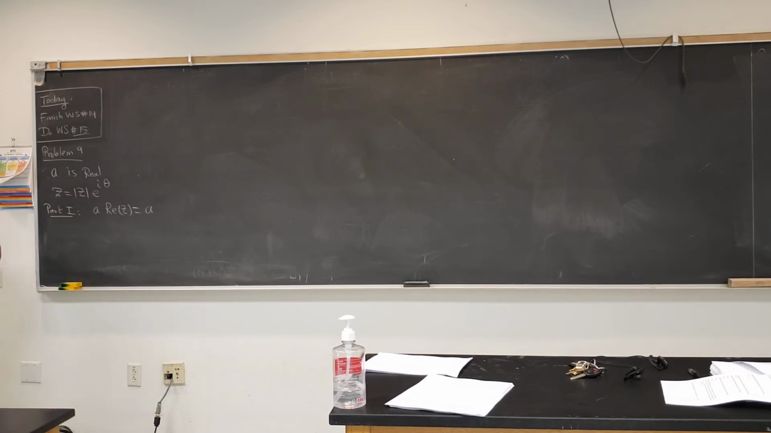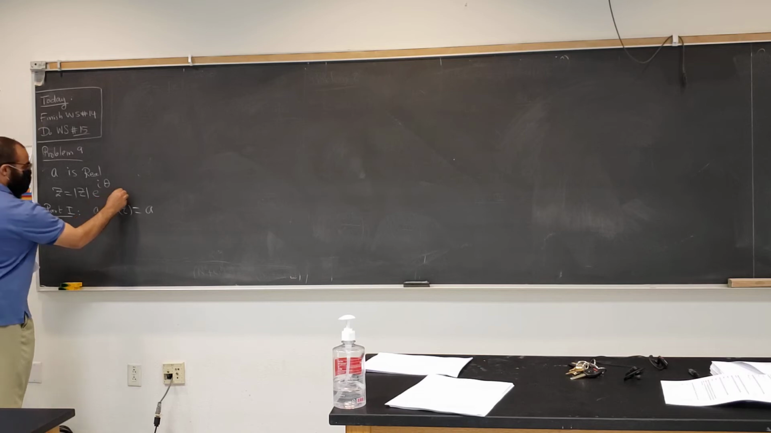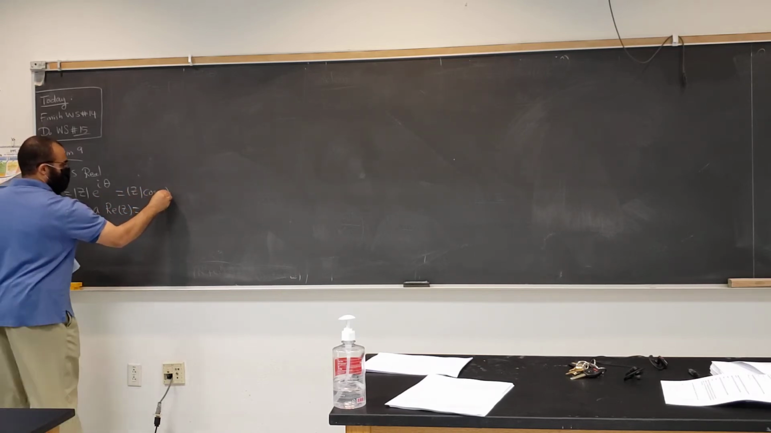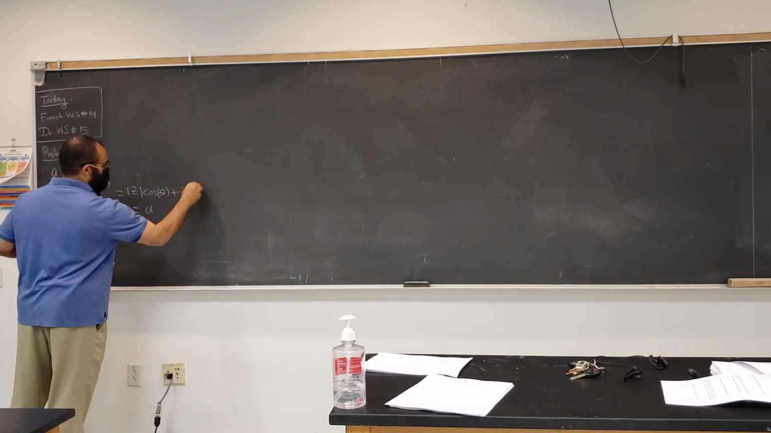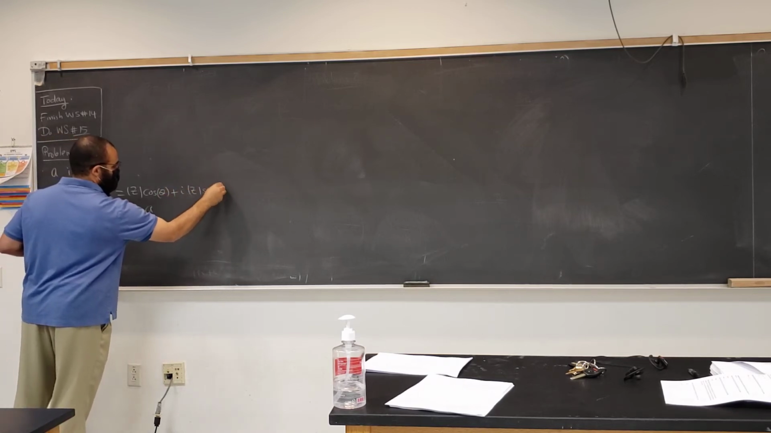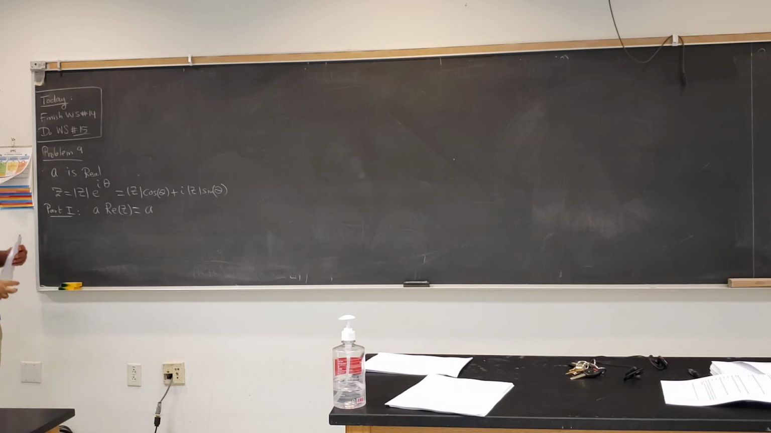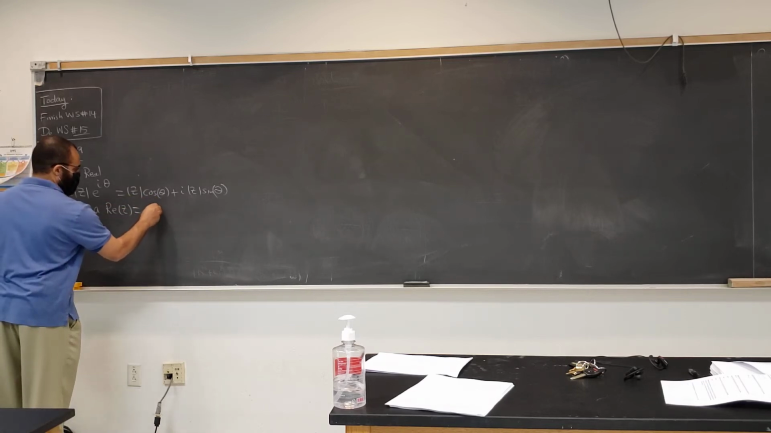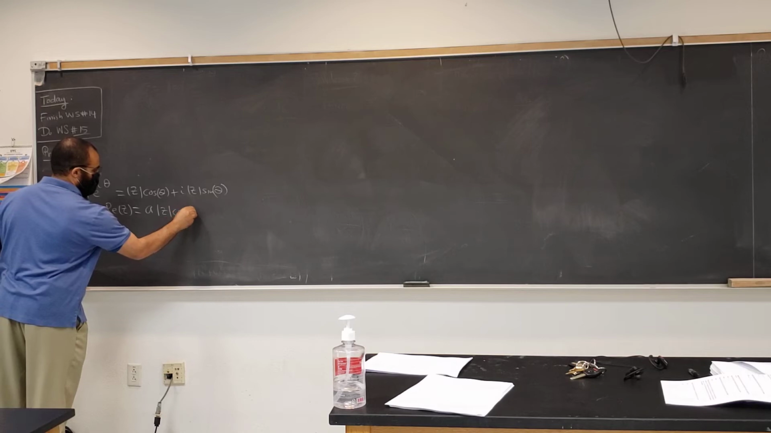Let me expand this. You can write it this way: absolute value of z cosine theta plus i absolute value of z sine theta, right? So the real part of z is the absolute value of z times the cosine of theta.